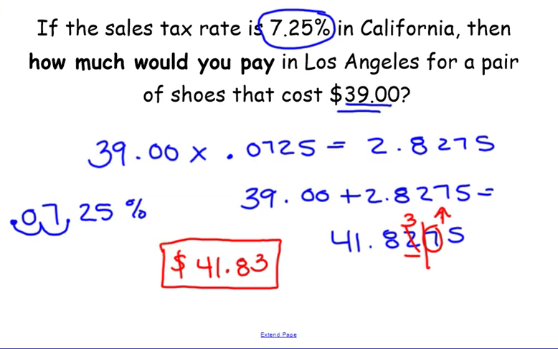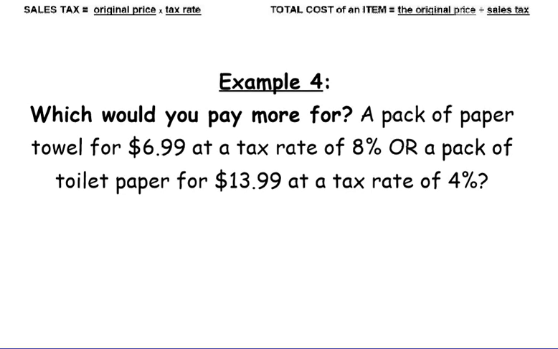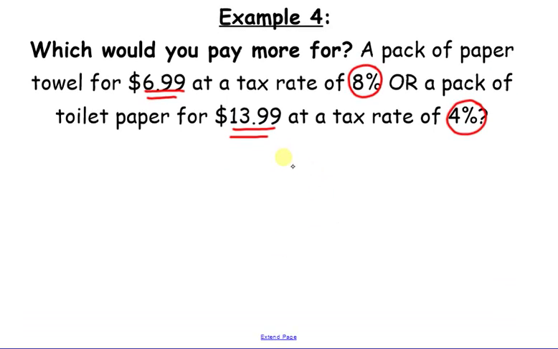All right, let's look at the next example. So we have example number 4. Which would you pay more for? A pack of paper towel for $6.99 at a tax rate of 8%, or a pack of toilet paper for $13.99 at a tax rate of 4%. So this is asking us which one would we pay more for. So we're going to be comparing.